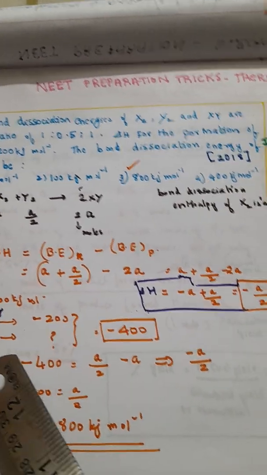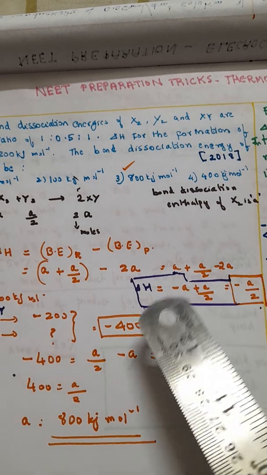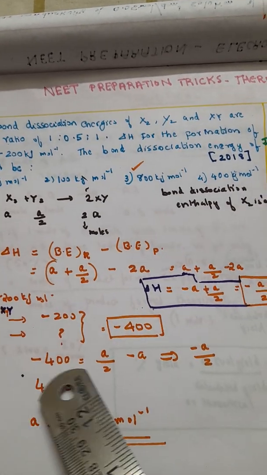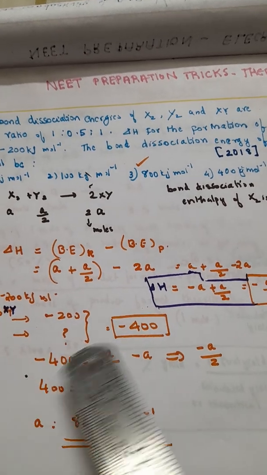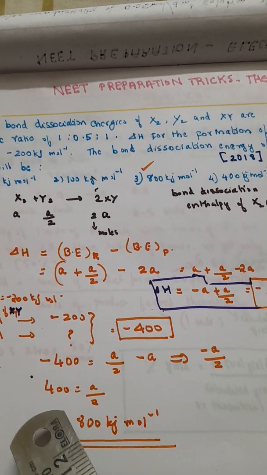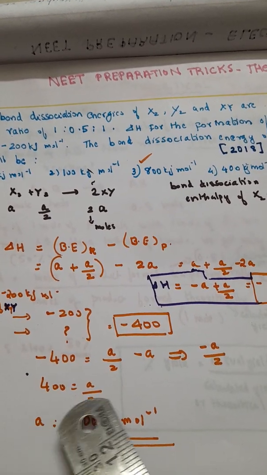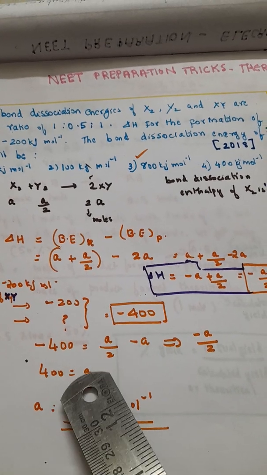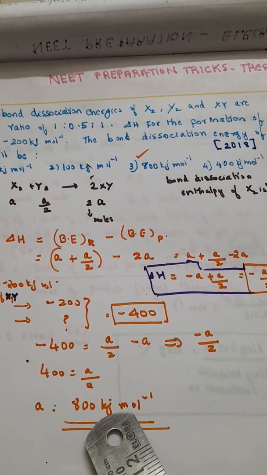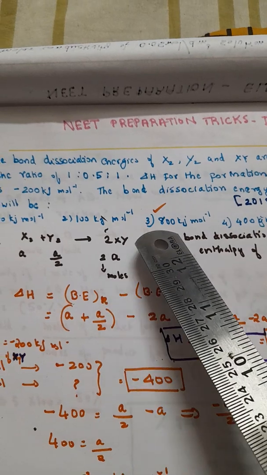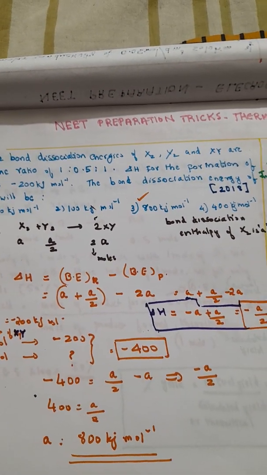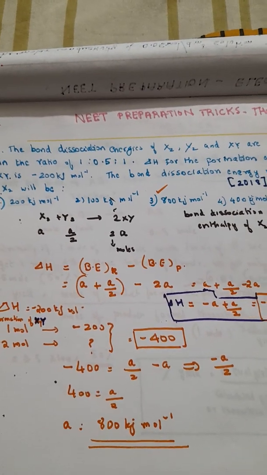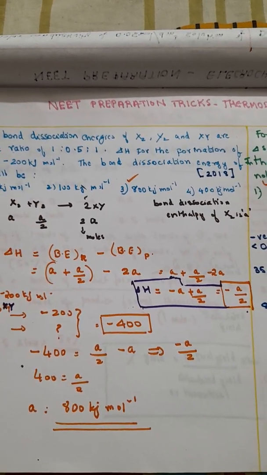Now it is easy: you can equate these two and solve the equation, that is minus 400 is equal to minus A by 2. The minus and minus signs you can cancel. So 400 is equal to A by 2, and A is equal to 400 into 2, which is 800, the third option. The third option is the correct one. Whenever you get questions like that, you can solve them very easily within a few seconds.